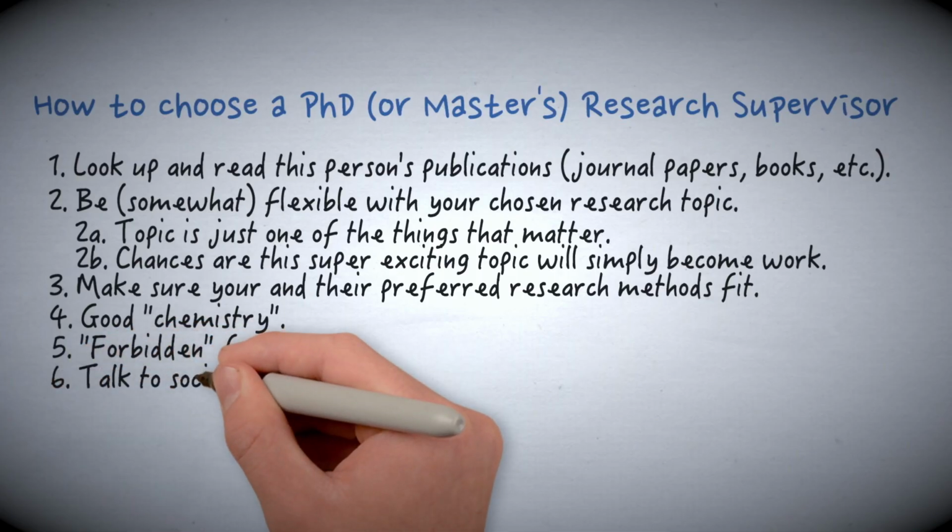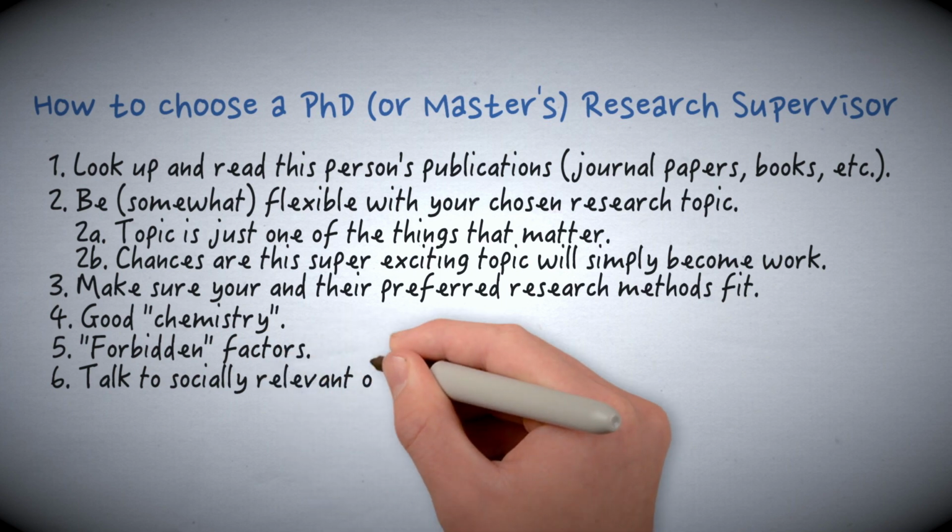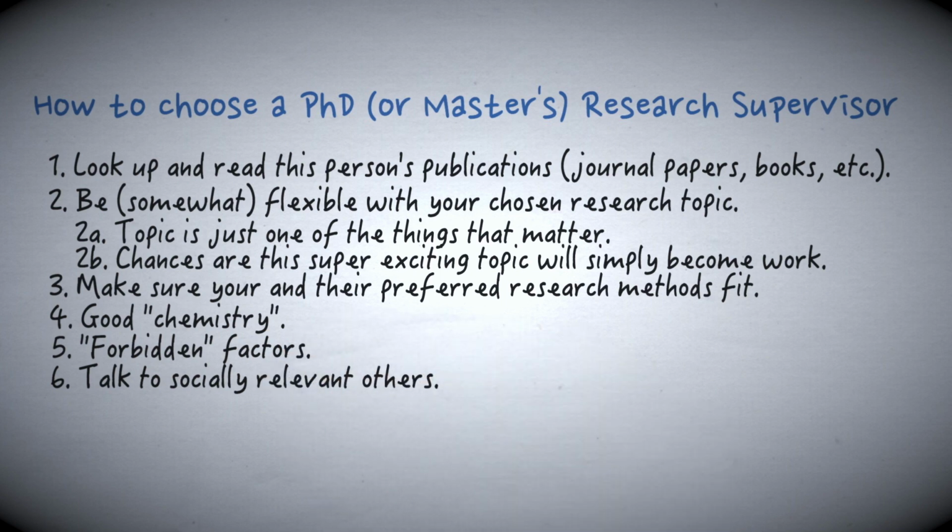Number 6, talk to socially relevant others. And by this I mean, if you're interested in a particular professor to be your supervisor, talk to people who know that person, people who have worked with him or her, or students whom this person is currently supervising or has recently supervised. Again, when I was looking for a PhD supervisor myself, and especially about the ones whom I was quite interested in, I spoke with their colleagues, students, or former students. Basically, whoever was willing to talk with me.